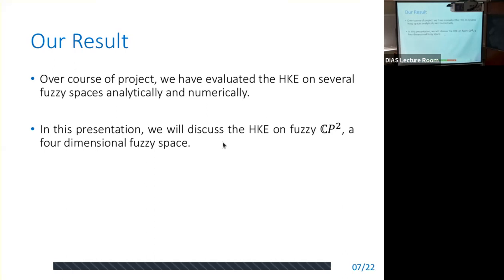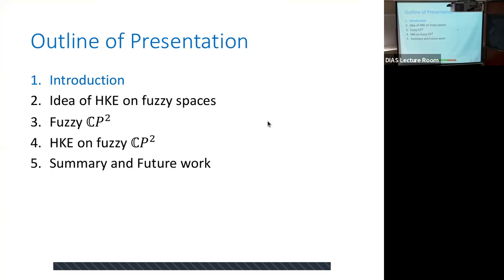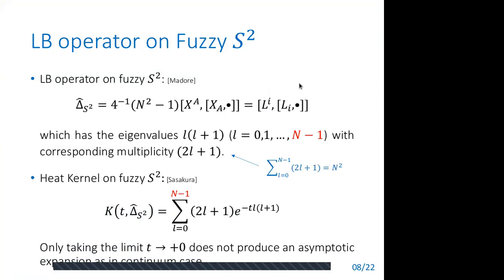Here's an outline of the rest of the project. Introduce the heat kernel expansion on fuzzy spaces, define what CP2 and fuzzy CP2 are, show the heat kernel expansion on fuzzy CP2, and give a summary of some possible future work using this method. So again, we'll just use this fuzzy S2 example.